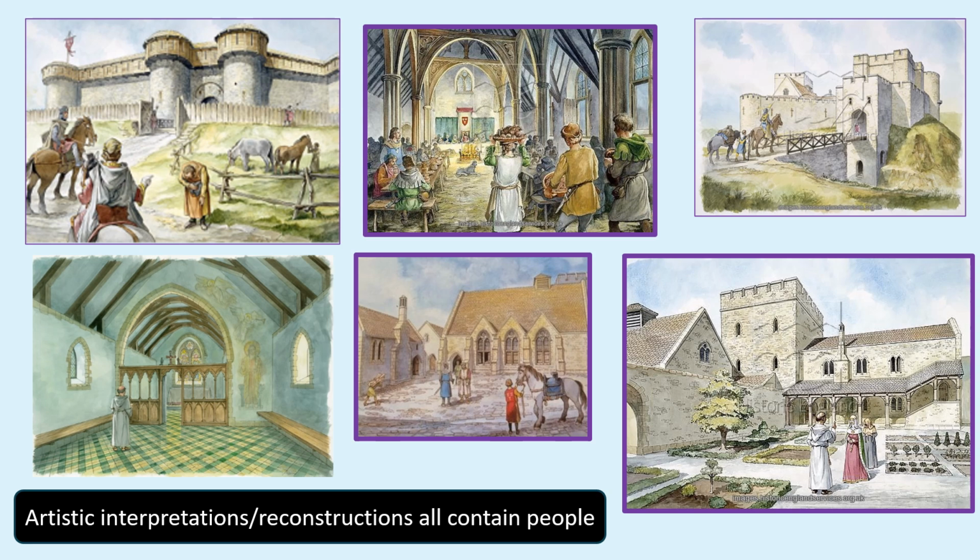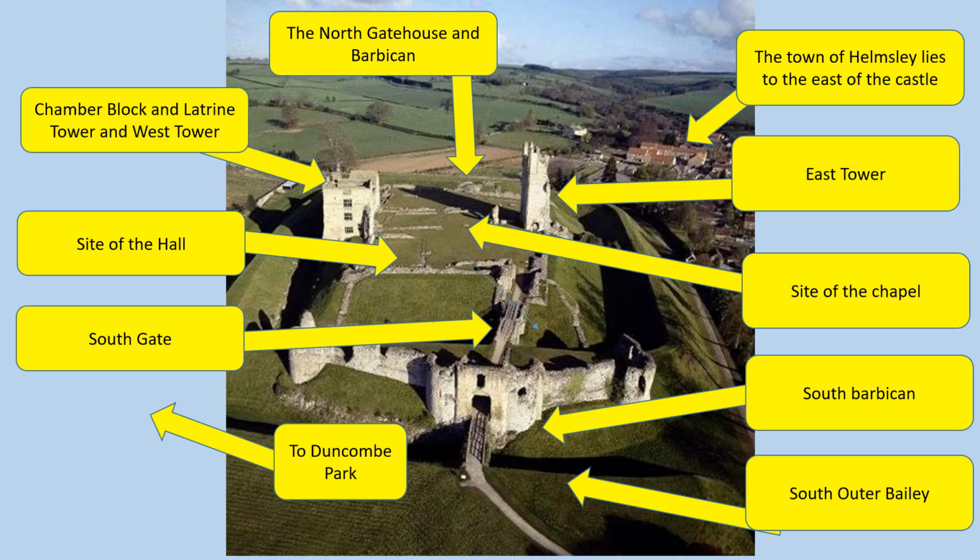Are they the de Roos family? Have we got, for example, people like the Manners family in there? What are they doing? What's our evidence for it, etc. So let's find out a little bit more about artistic interpretations.